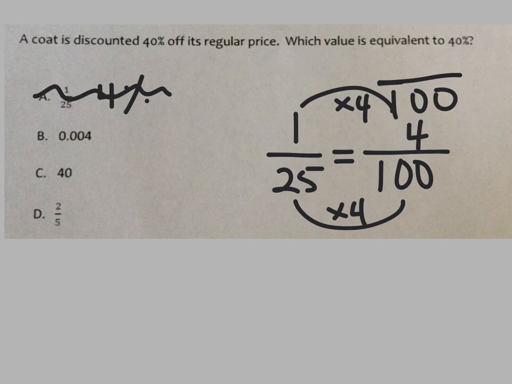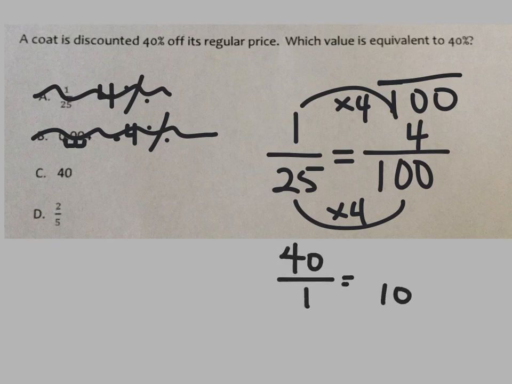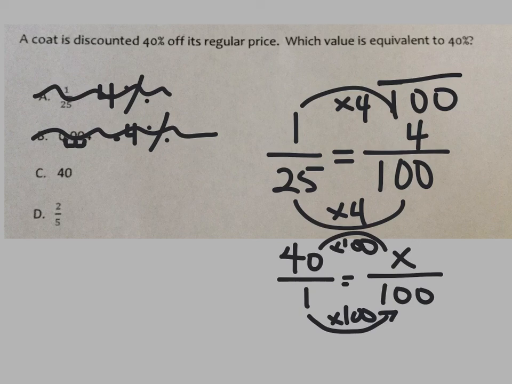B, to change a decimal to a percent, we know we just move the decimal 2 places to the right. So that would make it 0.4%, not 40%. So not B. The number 40 is a whole number. 40 over 1 equals something over 100. The x, our unknown value, would be the percent. 1 to 100 is times 100. 40 times 100 would be 4,000. 4,000 out of 100, it would be 4,000%. So C's not it.